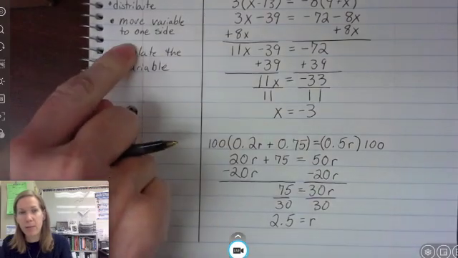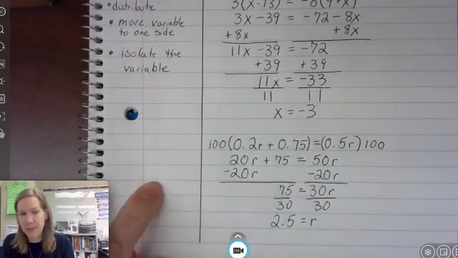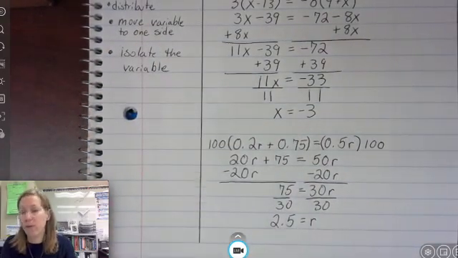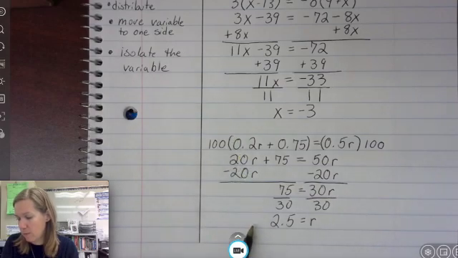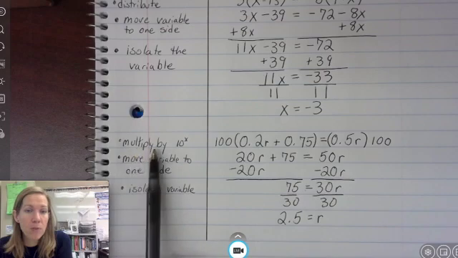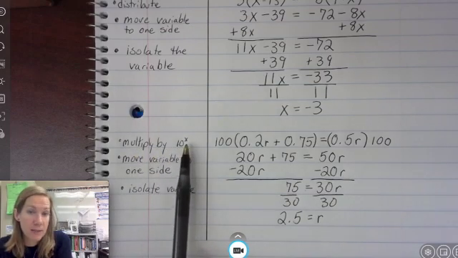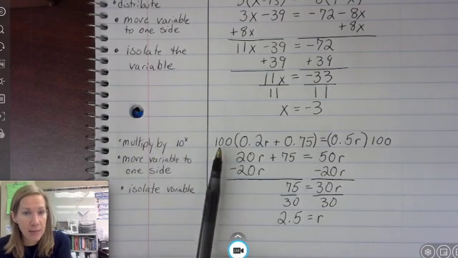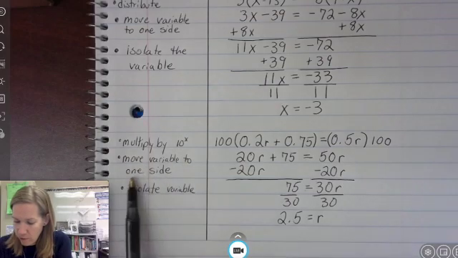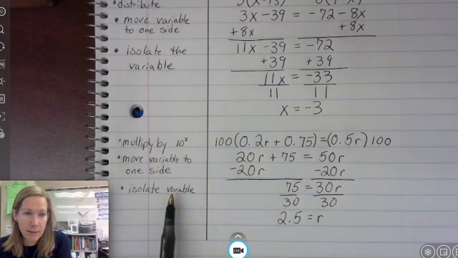So just like we did up here, go ahead and write the steps that you went through to solve this equation. So you should have written multiply by 10 to some power. In this case, we used 10 to the second power. Then you move the variable to one side and isolate the variable.